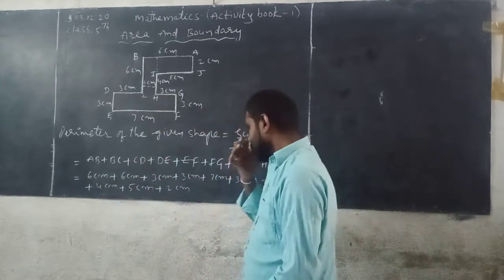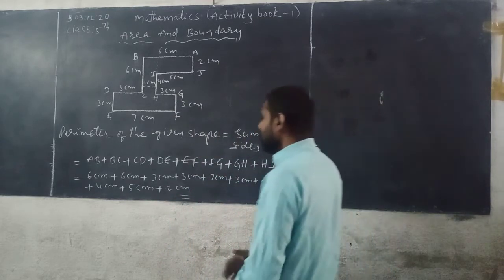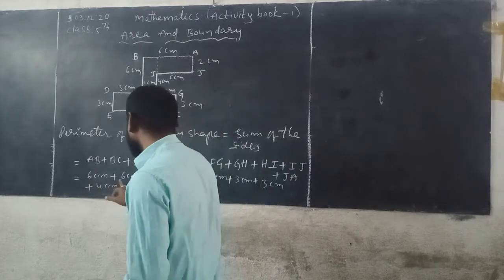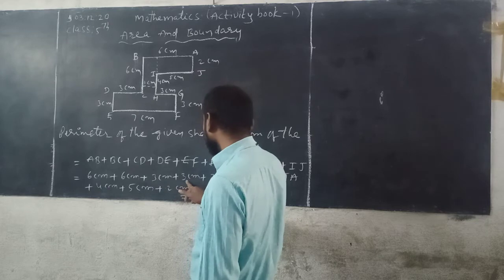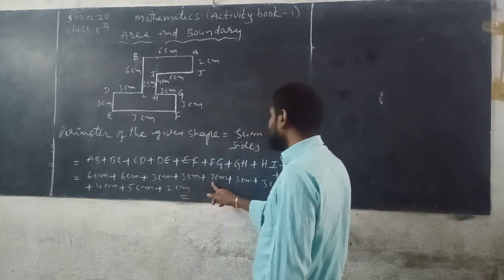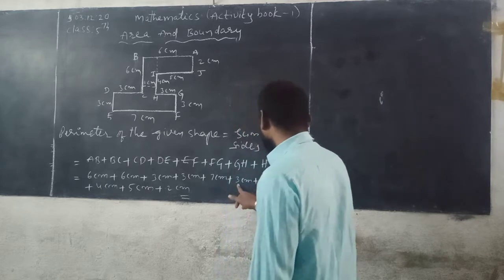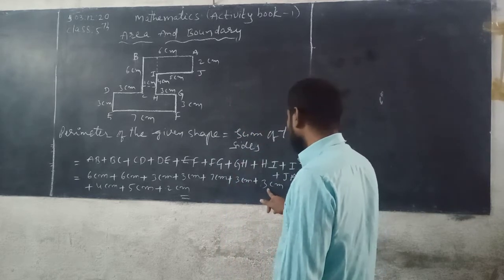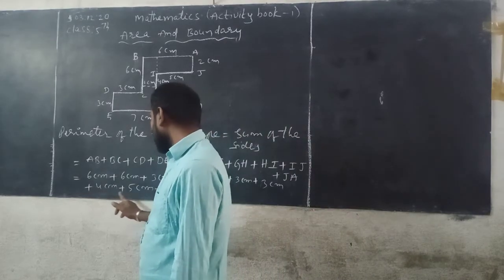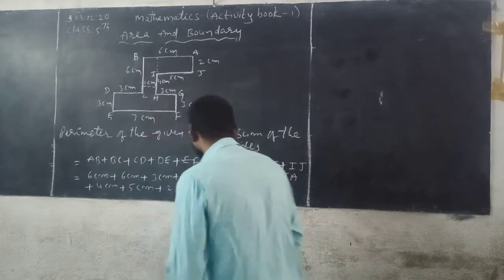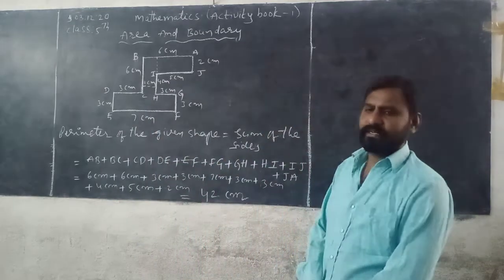So 10 sides. We can add all the sides. 6 plus 6, 12. 12 plus 3, 15. 15 plus 3, 18. 18 plus 7, 25. 25 plus 3, 28. 28 plus 3, 31. 31 plus 4, 35. 35 plus 5, 40. 40 plus 2, 42. 42 centimeters. Write down everybody.